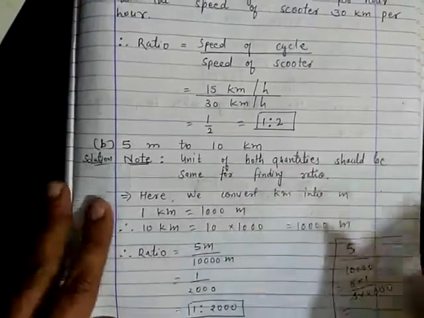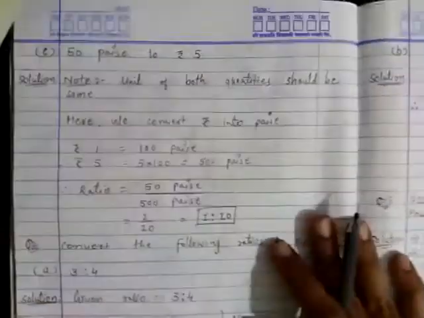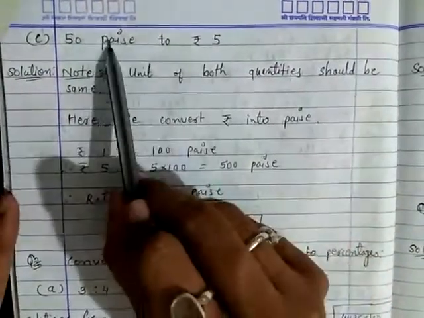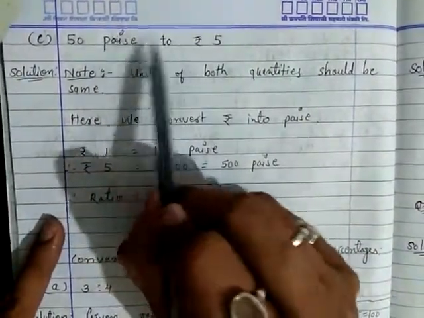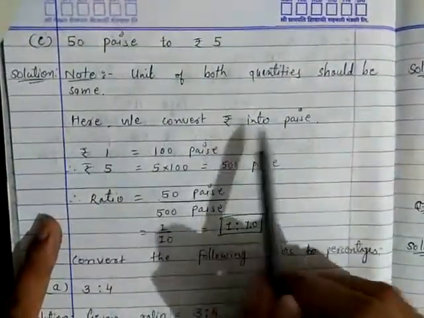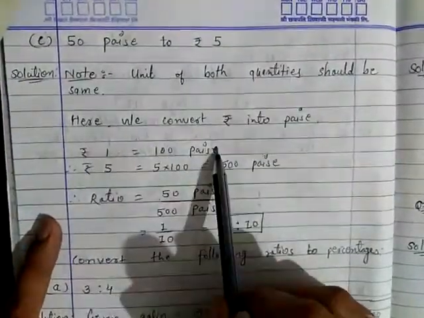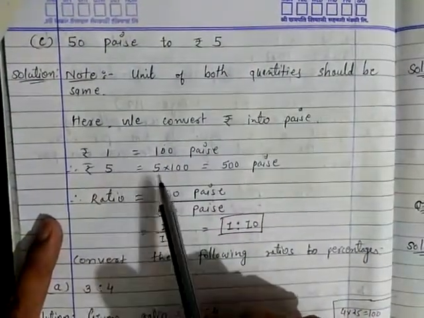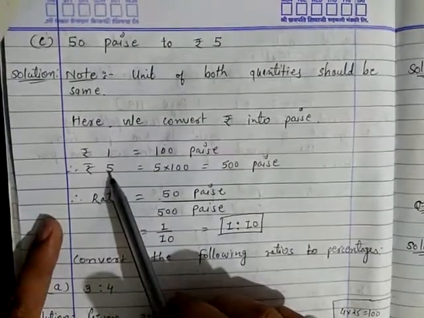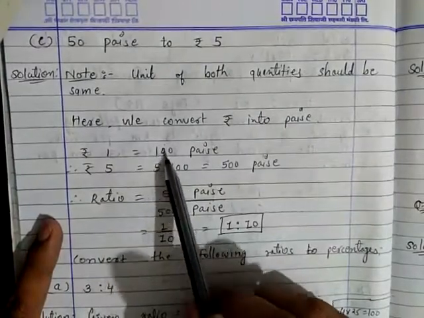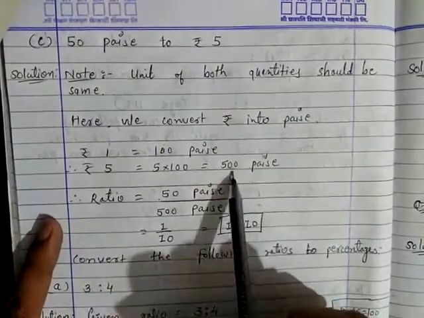Okay, understood? Now question number C. 50 paise to rupees 5. Here also the units of both quantities are not the same, so the units of both quantities should be made the same. So here we convert rupees into paise. Rupees 1 is equal to 100 paise. How many rupees are there? 5. So we have to convert rupees 5 into paise. We write 5 multiplied by 100, which is equal to 500 paise.